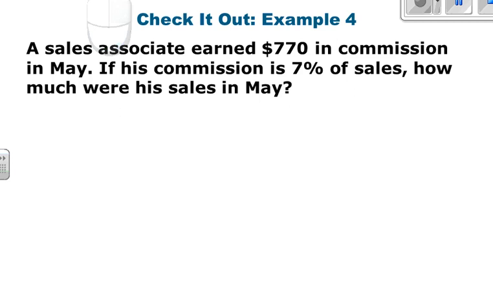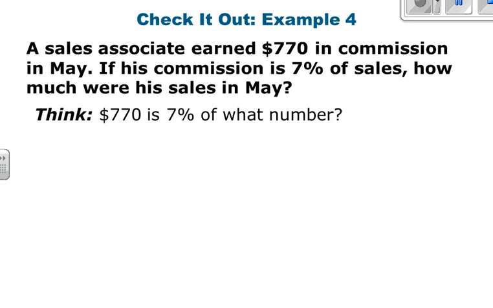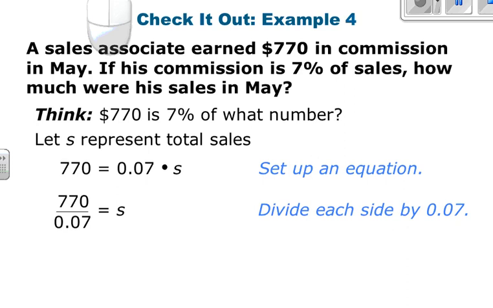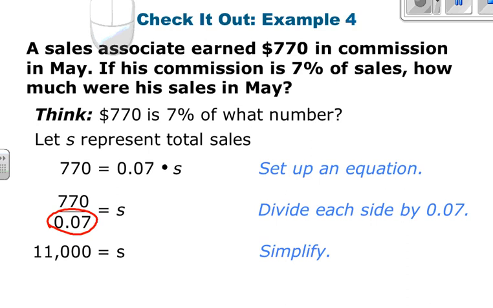So 770 in commissions. It's 7% of sales. So 770 is 7% of what number? So once again, this is going to be a division problem. And make sure you are converting it back to decimals. So 770 divided by 0.07 gives me 11,000 as an answer.